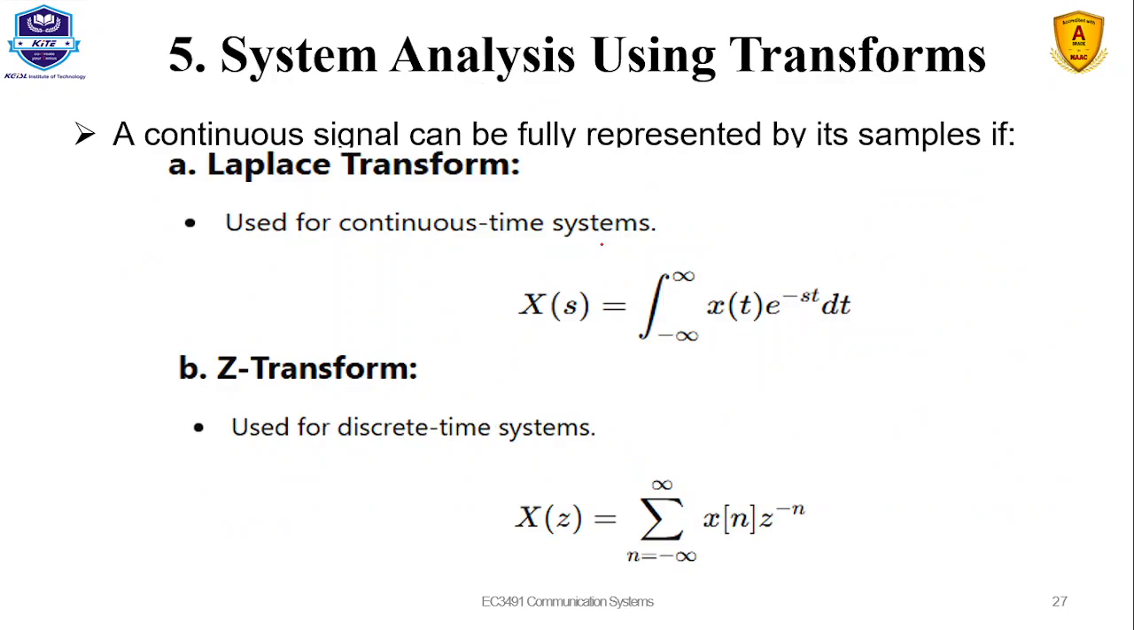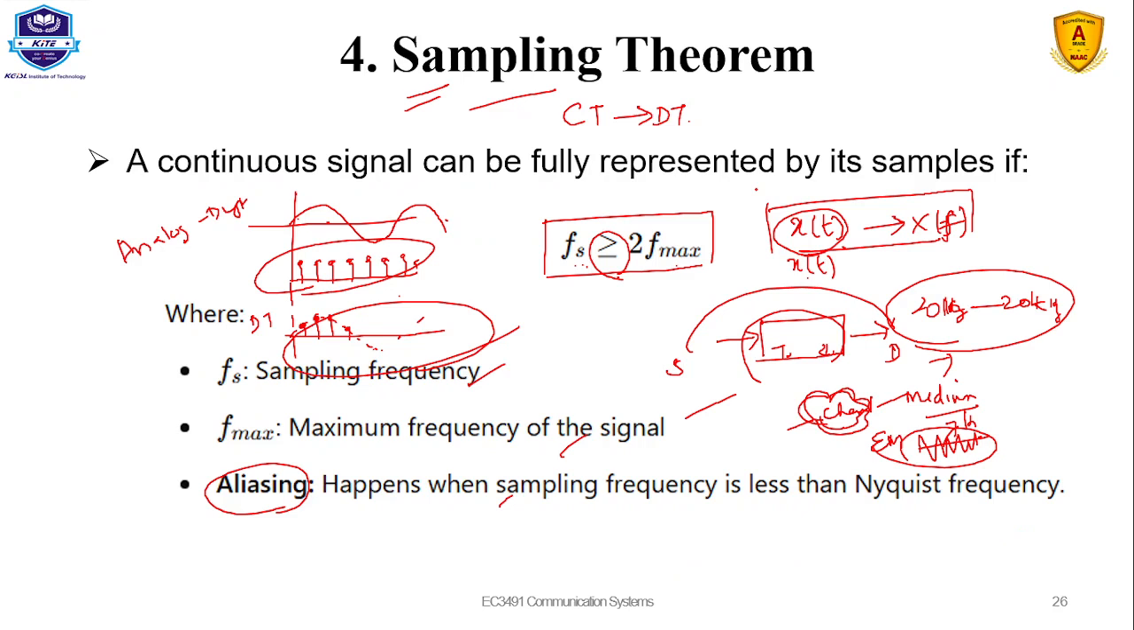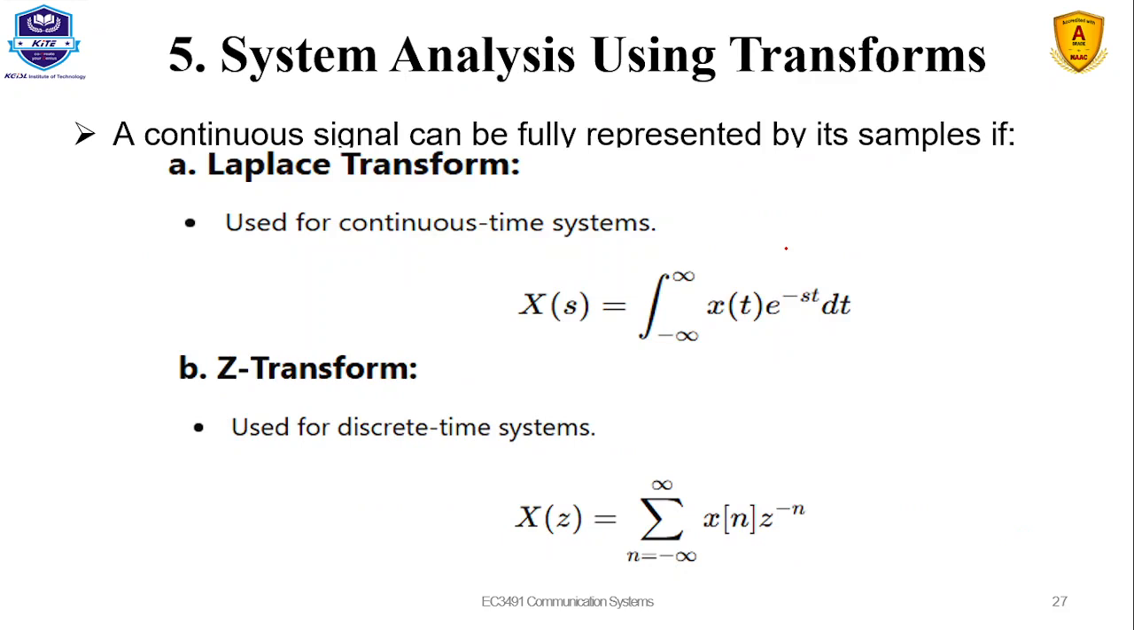Then system analysis using transformation. As I said, transformation plays a major role. So the earlier explanation about x of t to x of f is actually here, where the signals and systems covered in the last semester is explained with respect to transformation: Fourier transformation, Laplace transformation and Z transformation. Both Laplace and Fourier are about continuous time. Fourier is for periodic, but Laplace can go for aperiodic also, right?